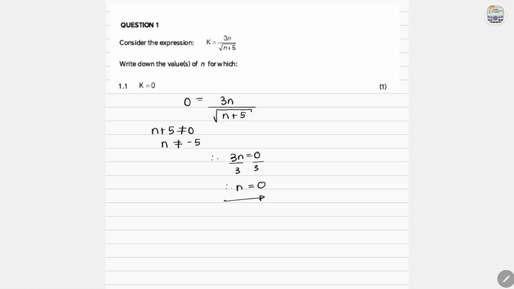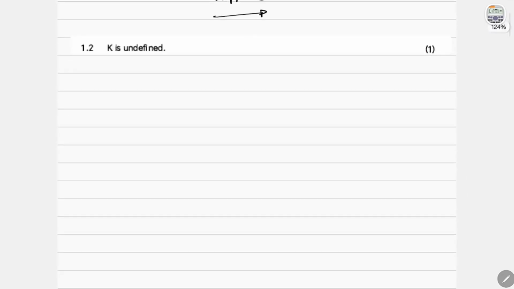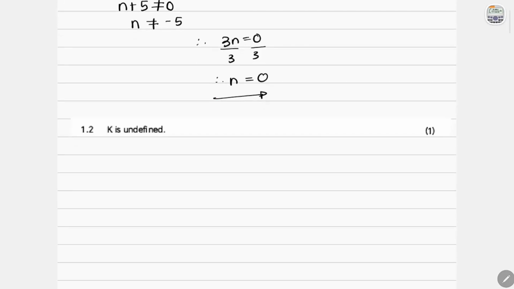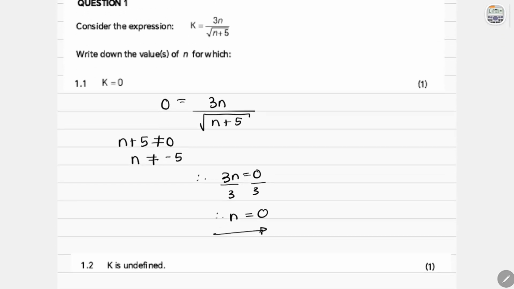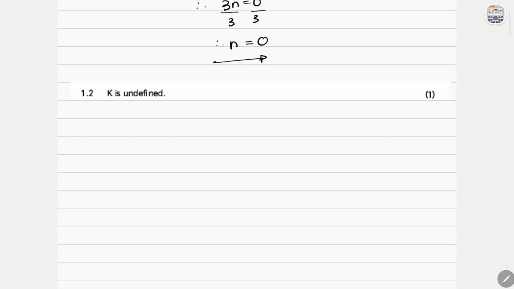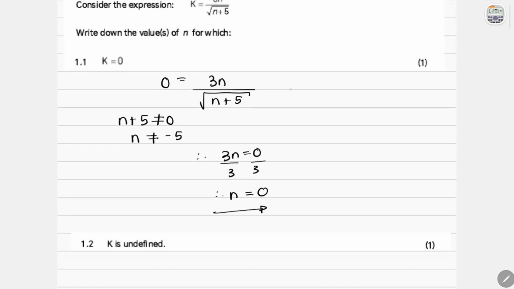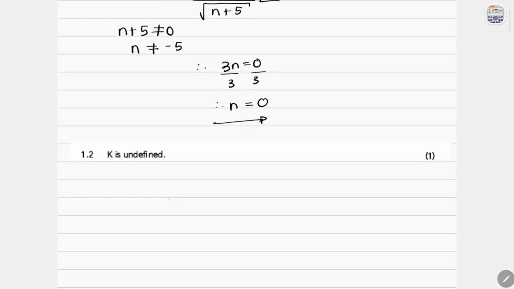Moving on to the next question. Question 1.2 says k is undefined. Okay, so we need to tell them the value or values of n for which k will be undefined. And we just spoke about this. If this fraction has a denominator equal to 0, then it's going to be undefined. So if that denominator, you can say the square root of n plus 5, is equal to 0, or just focus on the n plus 5, it's still fine.